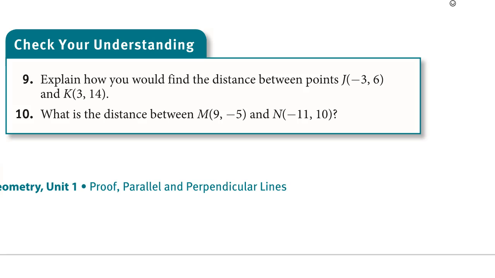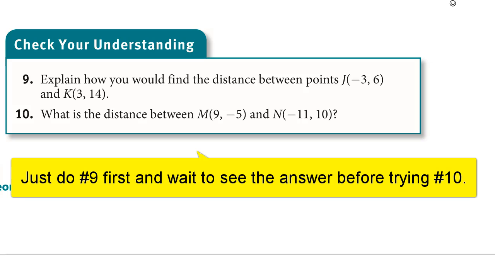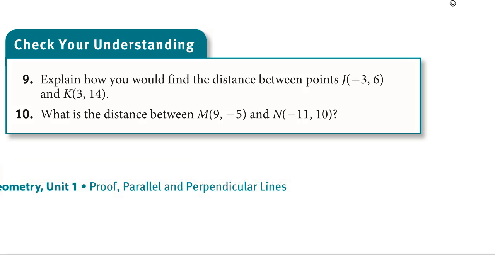Here are some check your understanding questions, so I'll pause the video for you to work on these. I suggest that you make a grid picture, graph the points, and then use the Pythagorean theorem, find out the values of A and B to help you get the answer for the distance.